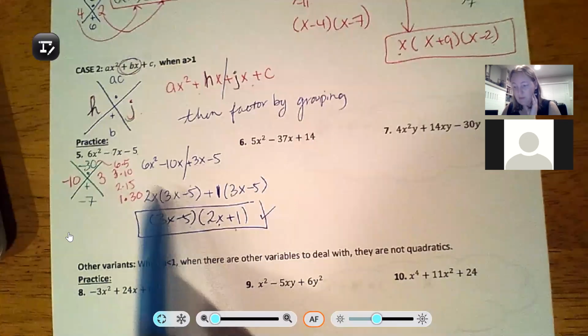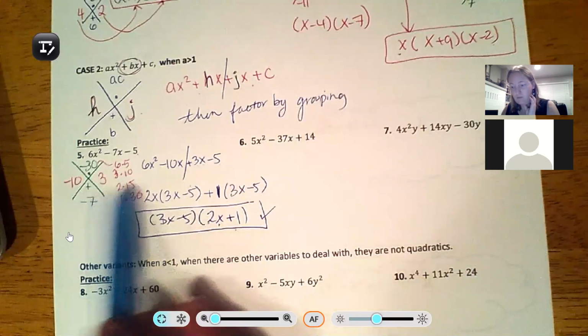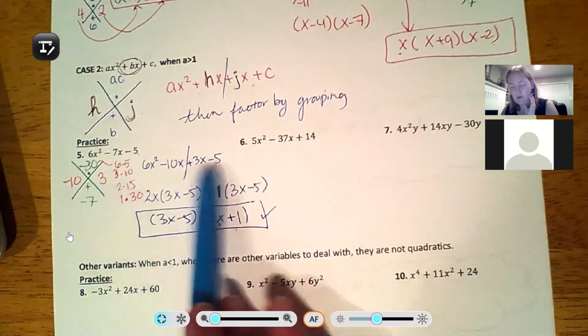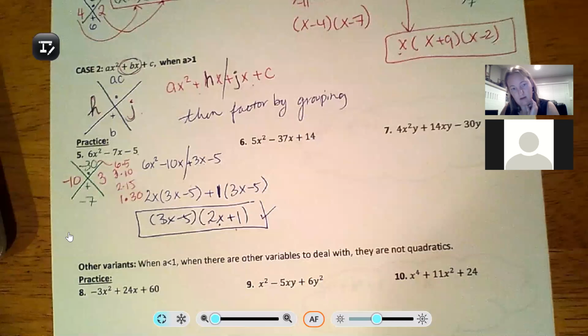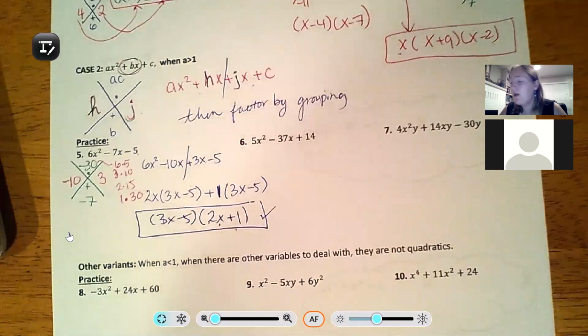Have you seen that method before, with the x and the grouping? I've seen the X method, but I've never seen you then move into grouping. Yeah, I hadn't either. In fact, I taught high school for 9 years before working at the college.